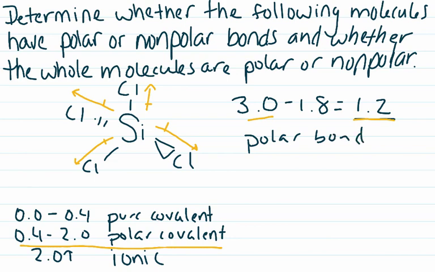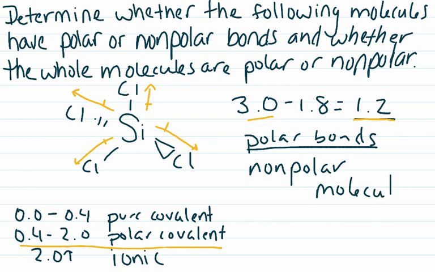But we also want to determine, and more importantly, whether we have a polar or a nonpolar molecule. Since each of these is pulling away from the silicon in a very symmetrical way, it ends up being what we call a nonpolar molecule. So you need to take into account whether the bonds are polar or not, and the symmetry of the molecule. Since each of these chlorines is pulling in equal and opposite ways, that makes this molecule nonpolar.